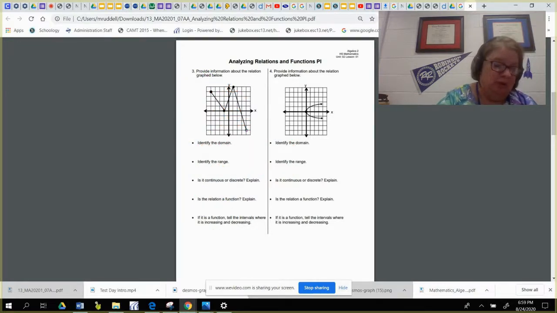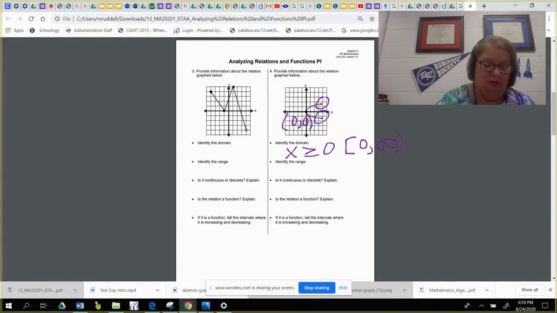Let's look at this next one. Provide information about the relation graphed below. Identify the domain. Domain is from left to right. This point that we can label here is 0, 0. And you have arrows on the end. So the domain is x is greater than or equal to 0. Or you could do 0 to infinity.